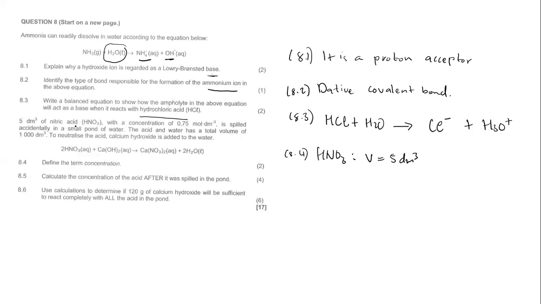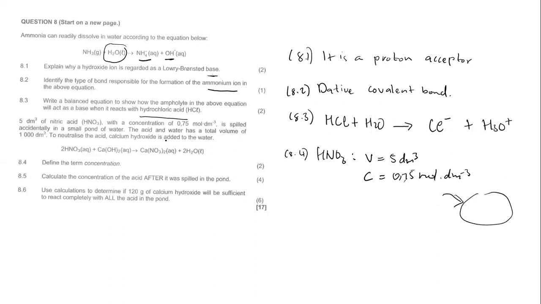And then we are also given the concentration of nitric acid: 5 cubic decimeters of nitric acid with a concentration of 0.75 mole per cubic decimeter. It is spilled. They say this is spilled accidentally in a small pond of water. So that means we have a pond there, a pond of water. Apparently, this spilled accidentally in this water.